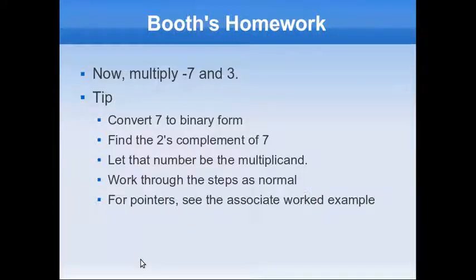A little bit of homework for you. Try multiplying -7 and 3. Here are some guidelines. Begin by converting 7 to binary form, and then find the 2's complement of 7. Let that number represent the multiplicand. Work through the steps as normal, and see the attached example for more information.